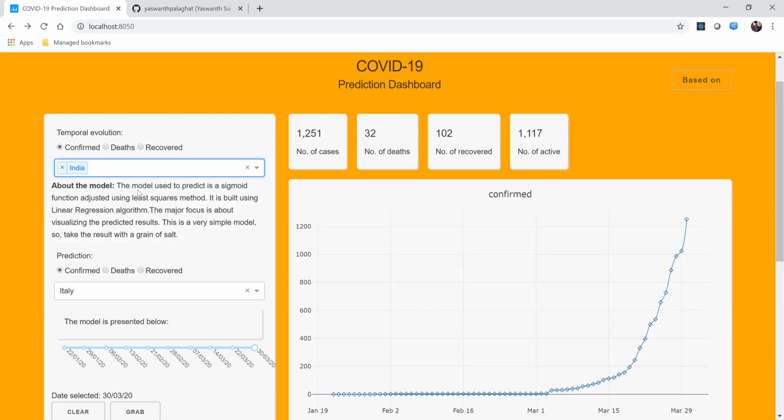For live data streaming, I have used the John Hopkins Research Center's live data set, which we can convert into a pre-trained model, and I'm using that data set here. In India, the number of cases registered up to March 30 is 1,251, of which 32 deaths are registered, 102 are recovered, and 1,117 are active cases. This is the graph that we are seeing. And this is the first stage of this.